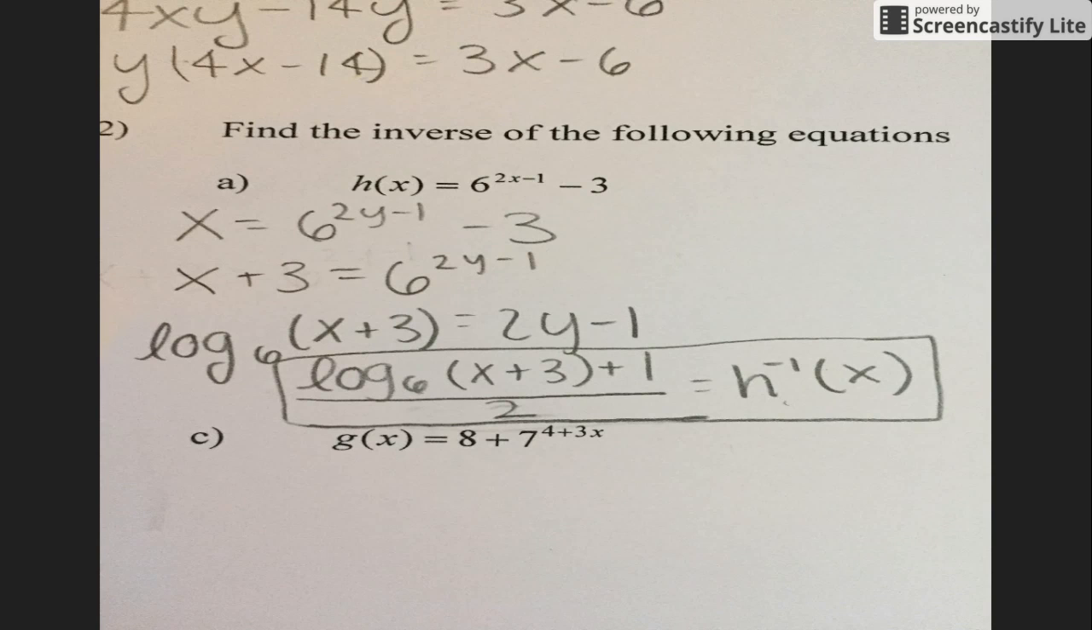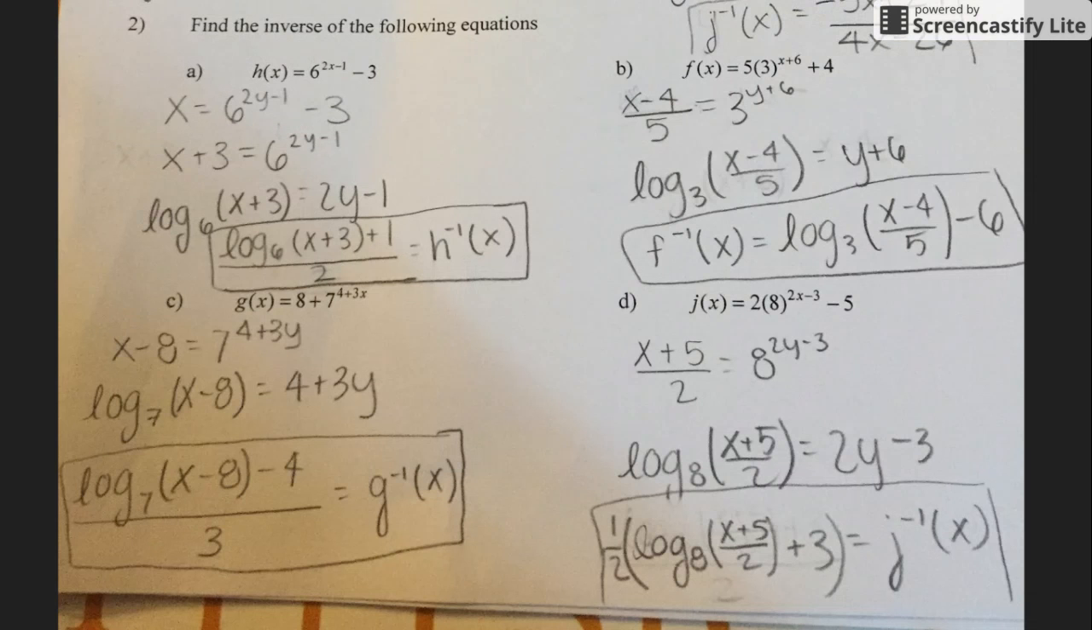So next, you would just add the 1 to both sides and divide it all by 2. And then you have to change the notation again and make it h to the negative 1 times x. And then here are some more just like that.